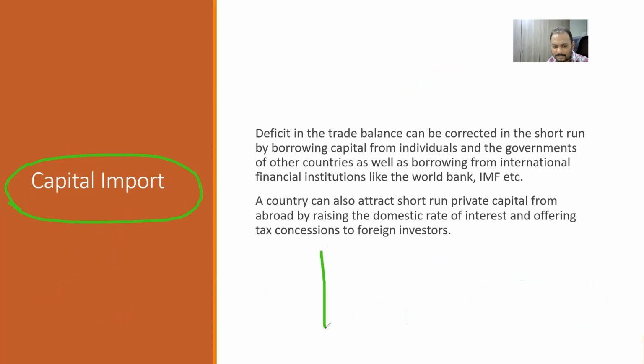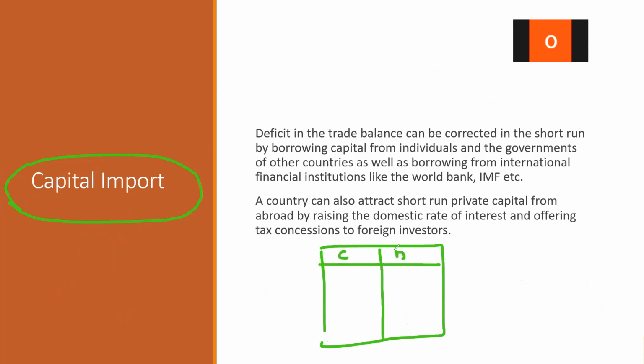Okay, balance of payments means what? Disequilibrium means what, my dear students? This is balance of payments. Balance of payments has two sides. One is called credit, the other one is called debit.